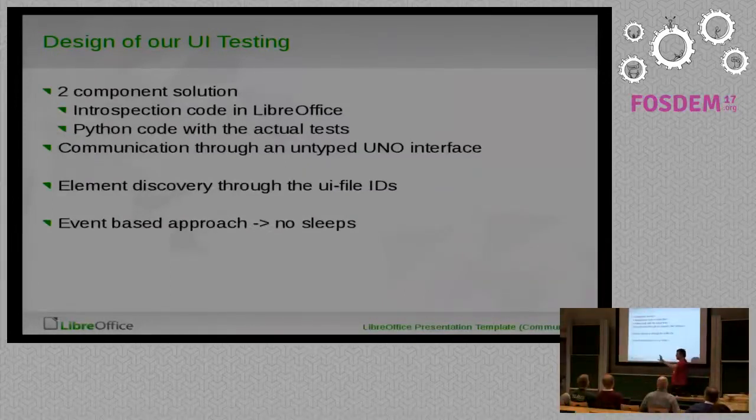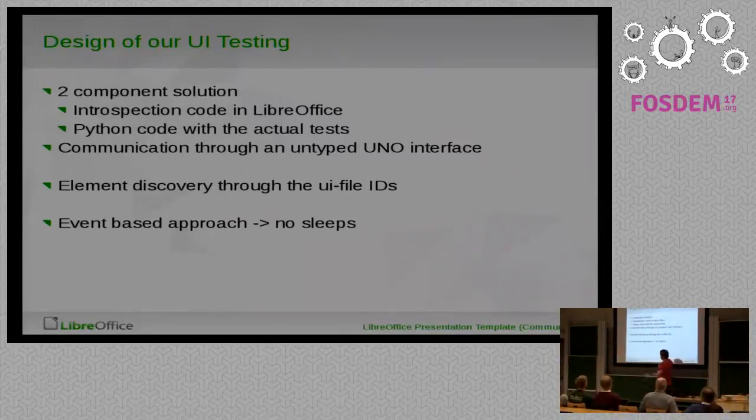Element discovery, so finding a UI element, for example a button in a dialog, happens through the IDs that we have in UI files. The advantage of using the IDs is that they should be stable and that they are locally unique. So if you have a dialog, the ID should be unique, and if you move, for example, the button to a different place in the same dialog, you should still get the same button by going through the ID.